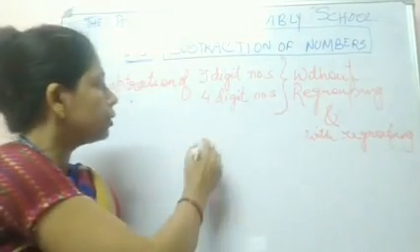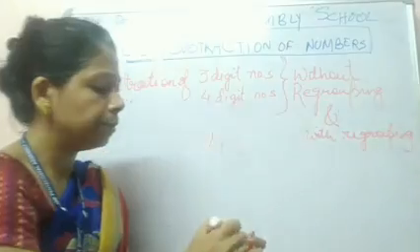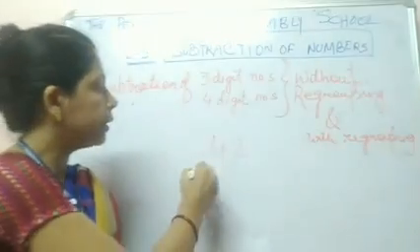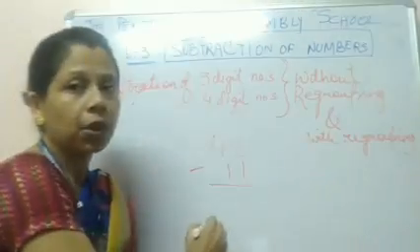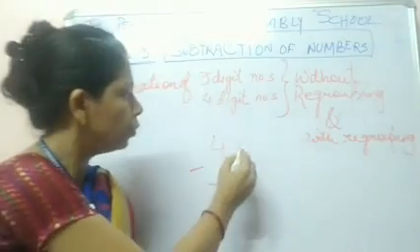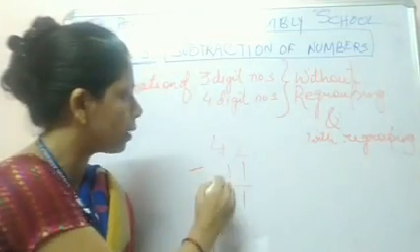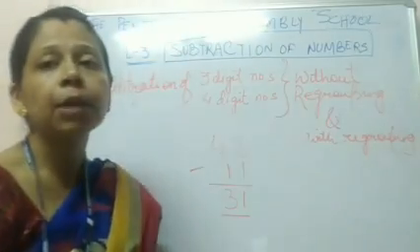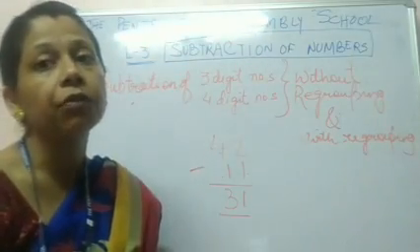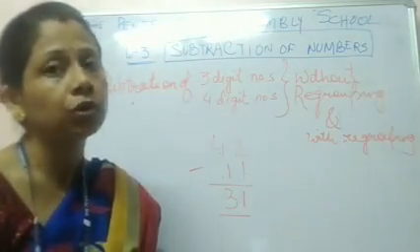Normal subtraction, you have already done in class 2. Suppose I tell you to subtract 42 minus 11. So this subtraction you are easily able to do. 2 minus 1, 1, 4 minus 1, 3. This type of subtraction is called subtraction without regrouping or without borrowing.